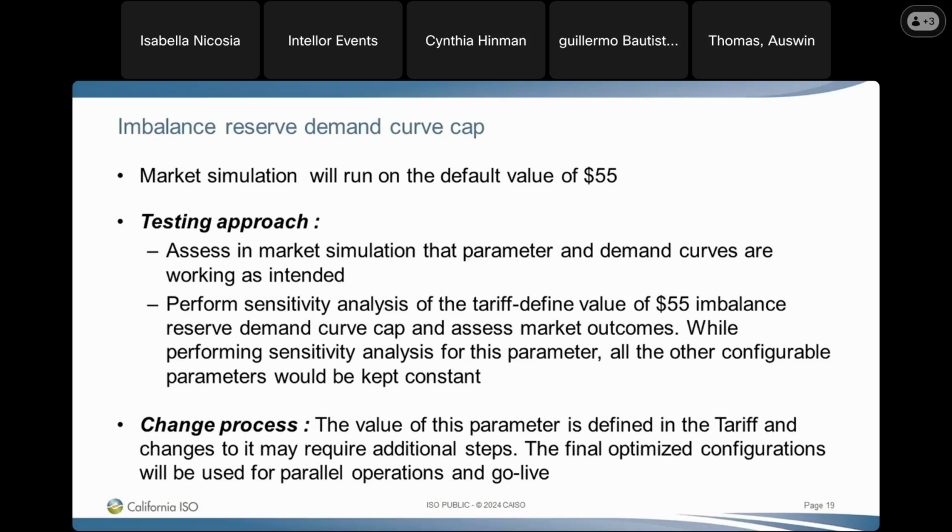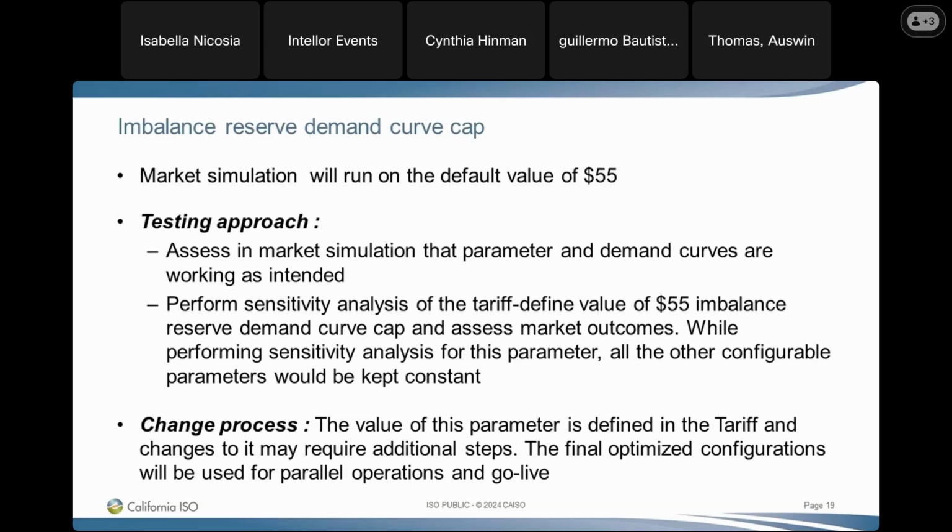Yes, I have a question here. Notice that for the first and second parameter, the language in the testing approach says keep fixed in one and keep constant in the other. Can you differentiate those and maybe elaborate a little bit? It's the last sentence in the testing approach.